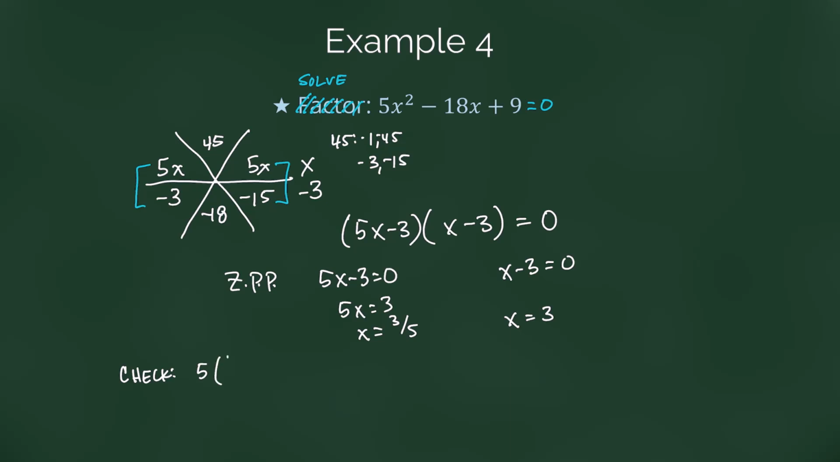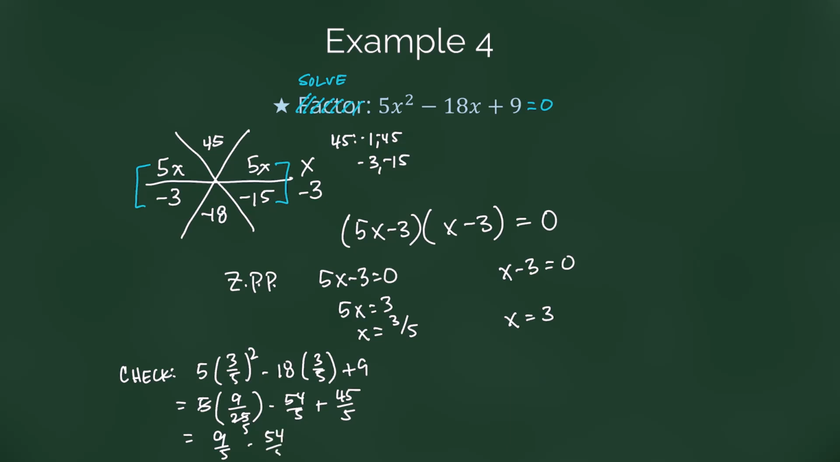Checking 3/5, we get 5 times 3/5 squared minus 18 times 3/5 plus 9. That is 5 times 9 over 25. Minus 18 times 3 is 54 over 5, and 9 rewritten as fifths is going to be 45 fifths. The 5 and the 25 cancel to simplify, so we get 9 fifths minus 54 fifths plus 45 fifths. 9 and 45 make 54, so this is in fact 0, and that solution checks.